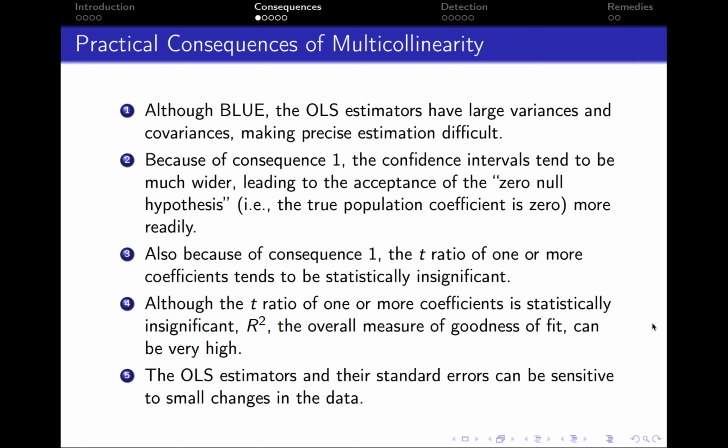Besides, the OLS estimators and their standard errors can be sensitive to small changes in the data. Let's assume you have one set of data, you estimate your model, and you get very nice results, but the moment you add, let's say, even 2 extra observations, you might get completely different results, maybe statistically insignificant. This is what multicollinearity does to our data set. It makes it very sensitive to changes in the data.